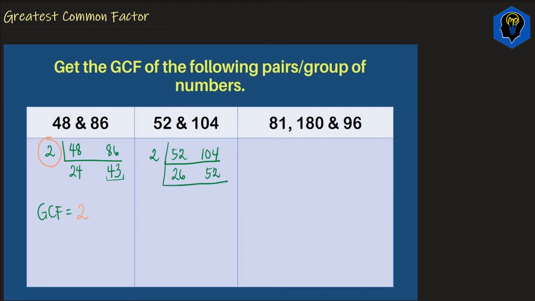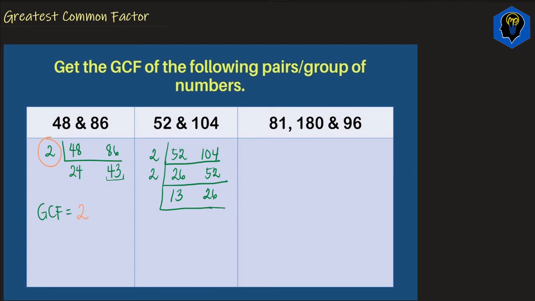So next thing you do is again, think of a prime factor. So again, they're divisible by 2. So 26 divided by 2 is 13. 52 divided by 2 is 26. So you could see the pattern, no? That one is a factor of the other. But let's continue further.